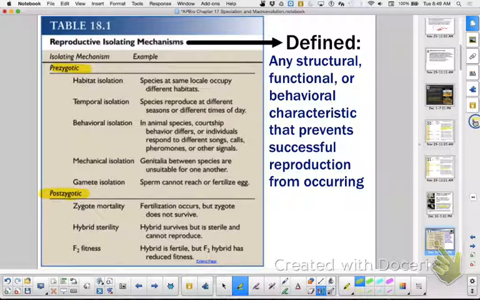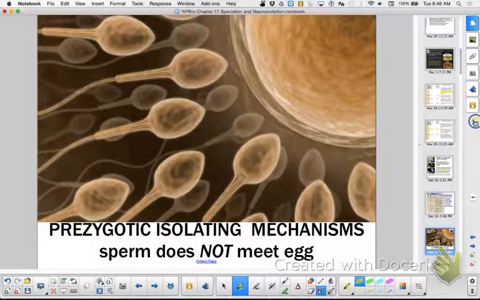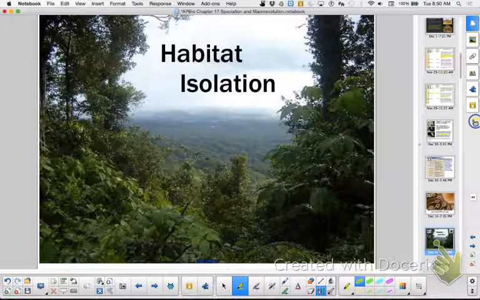The first one you could start out with, on your pre-zygotic mechanism, is sperm does not meet the egg. This would be at the very last moment, right? At this point, sex has happened. So where can we prevent this from occurring earlier on? The first way would be with habitat isolation. I live on the tops of the leaves. You live on the bottoms of the leaves. So we're not near each other. Our habitats where we live, we're not next to each other, so therefore we don't have sex.